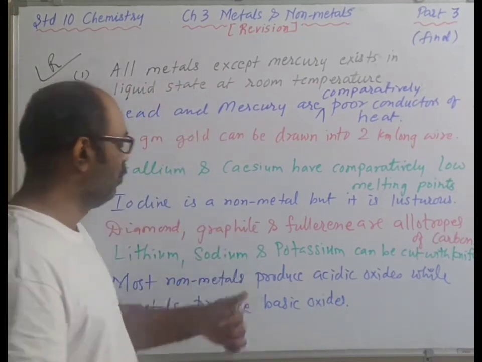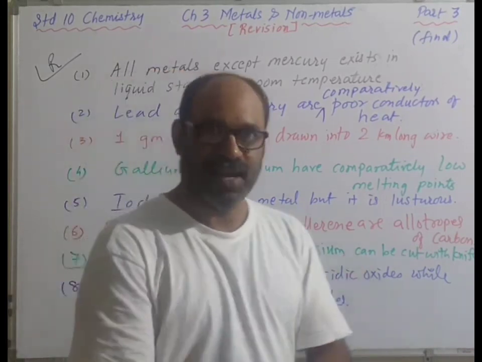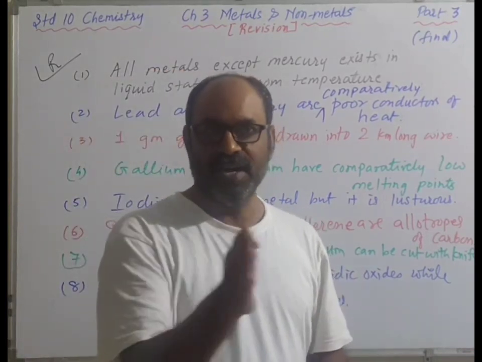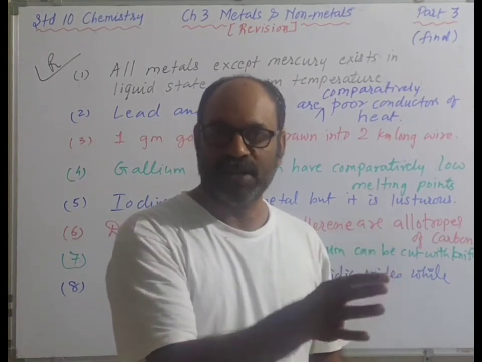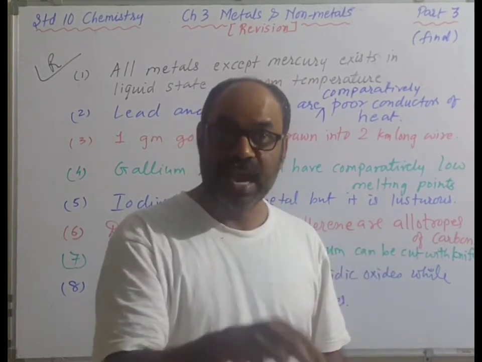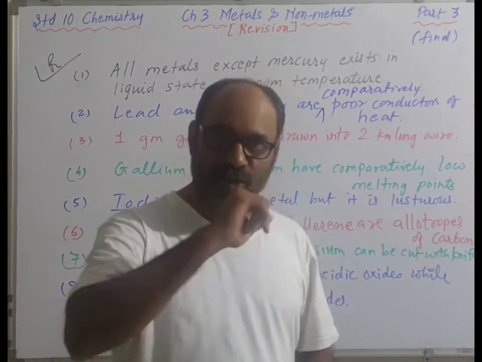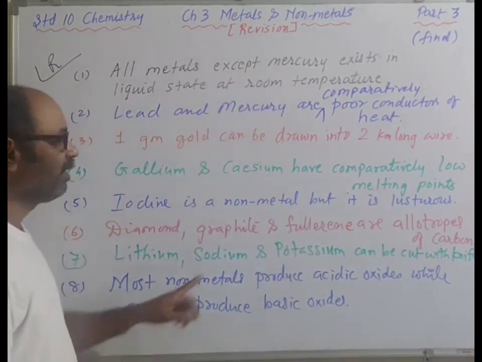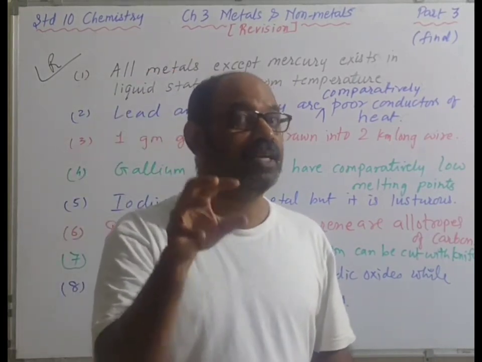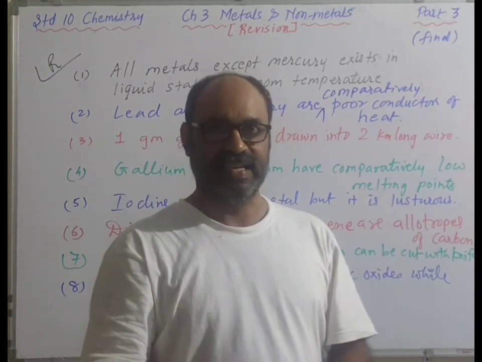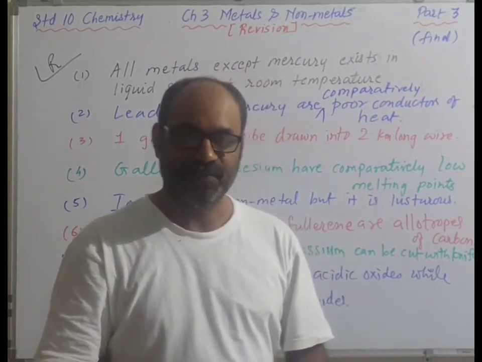Most non-metals produce acidic oxides. You know, non-metals react with oxygen. That is, when they are burned, they produce non-metal oxides. Mostly these non-metal oxides are acidic in nature. And contrary to that, metals, when burned, produce metal oxides. Now these metal oxides are generally basic in nature. Alright children?